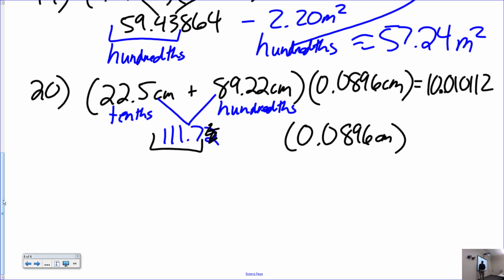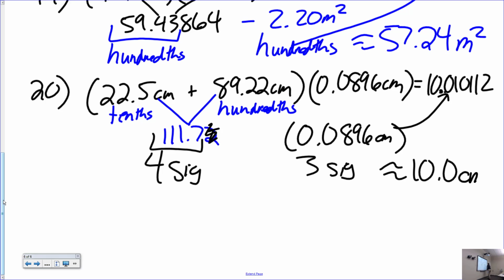Again, remember, we've thrown that digit away. I have 4 significant digits. How many significant digits are in this number? Right? Remember, that leading 0 after the decimal is not significant, right? Therefore, there's only 3 significant digits here. If you're doing 4 significant digits times 3 significant digits, your answer can only have 3. Therefore, this is approximately 10.0 square centimeters, because here we're taking centimeters times centimeters. Centimeters times centimeters gives you centimeters squared.